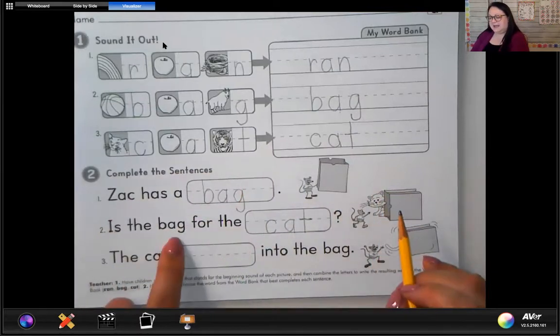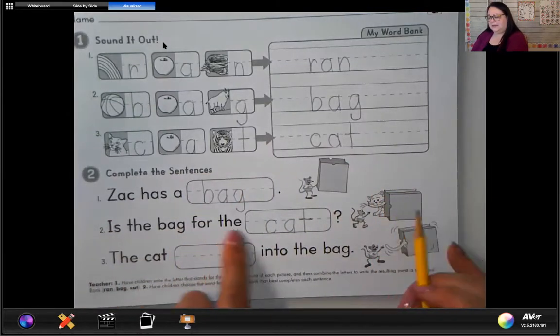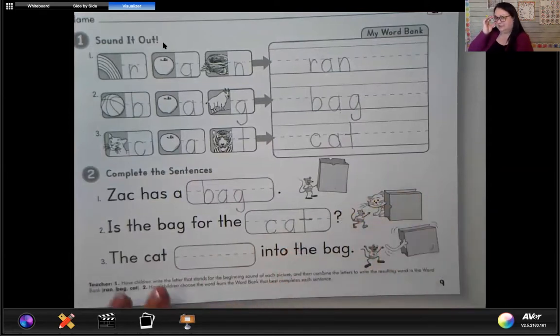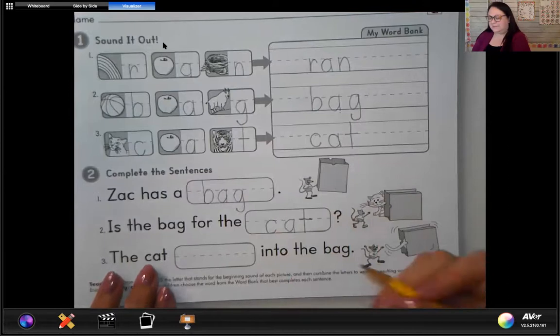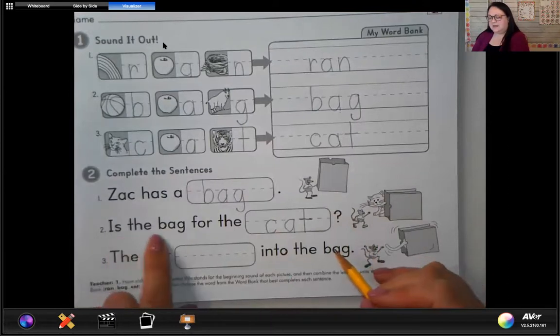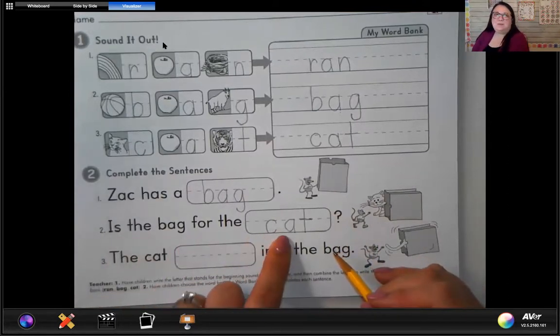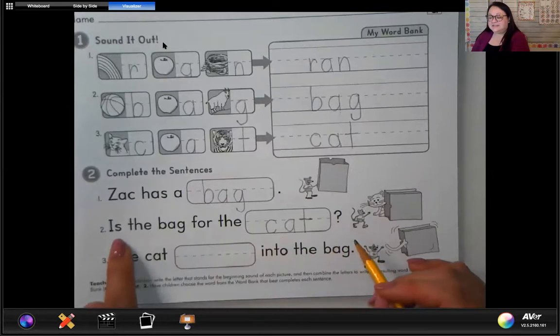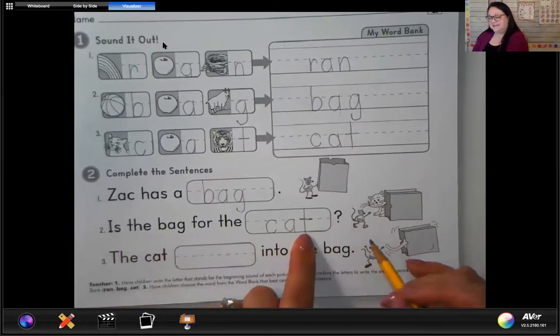Is the bag for the cat? And we notice there's a question mark. A question mark makes us change our voice because we're asking a question. So if I read it, "Is the bag for the cat?" sounds like I'm a robot. We don't want to read like a robot. We want to change our voice and ask a question. Is the bag for the cat?